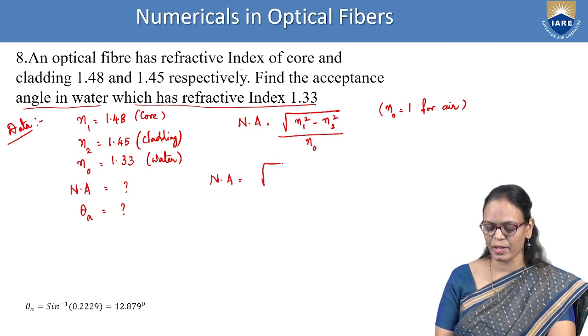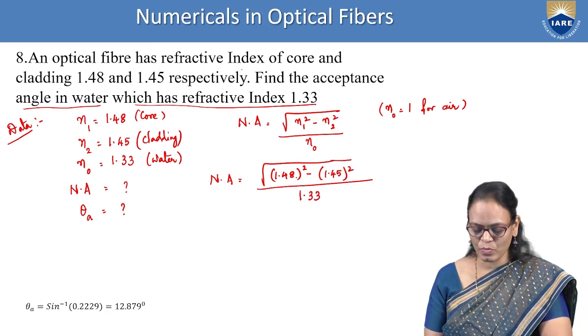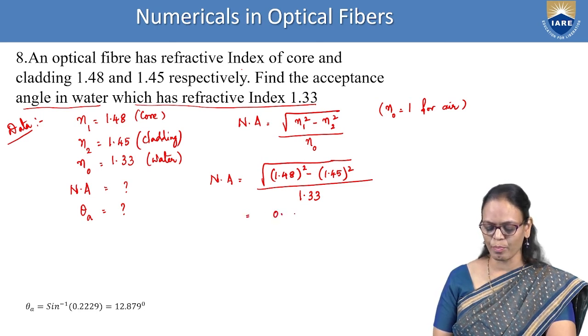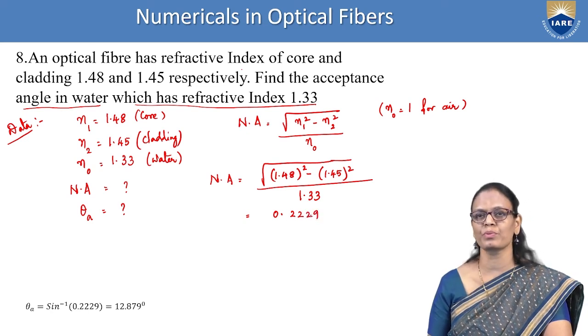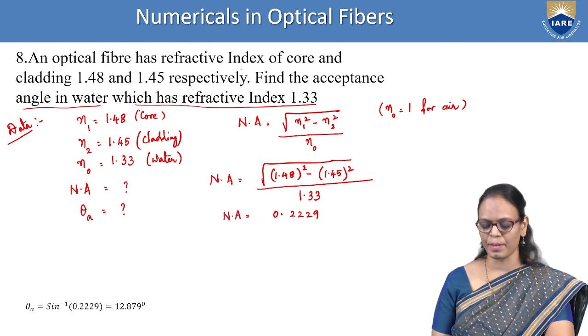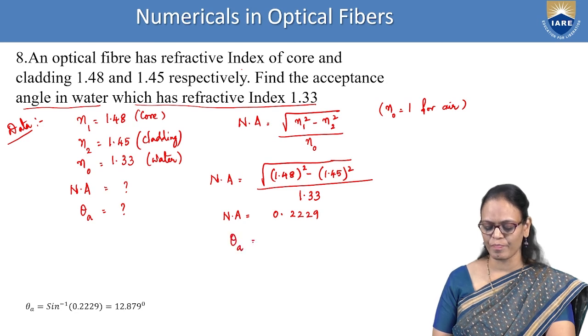Numerical aperture is equal to under root 1.48 whole square minus 1.45 square upon 1.33, that is, n1 square minus n2 square upon n naught. So we get the value as 0.2229, or we can approximate it and write it as 0.223. So we have got the numerical aperture. Once we get the numerical aperture, we can calculate the acceptance angle. Theta A is equal to sine inverse of NA.